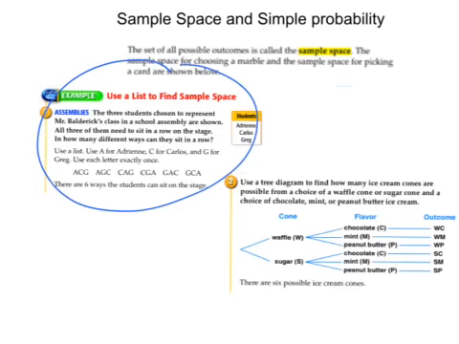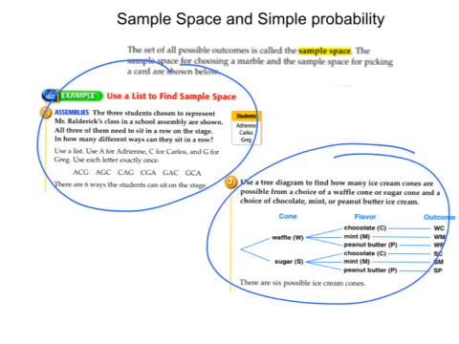Another way to get your sample space is by making a tree diagram, which is what example 2 right here is talking about. So here, this is showing you a tree diagram for picking an ice cream cone, where you can have a waffle cone or a sugar cone, and your choices are chocolate, mint, or peanut butter ice cream. So if you notice, you start with one of them, either the ice creams or the cones. Here we started with the cones, and then it just kind of spreads out and goes into your different flavors for all your possibles.